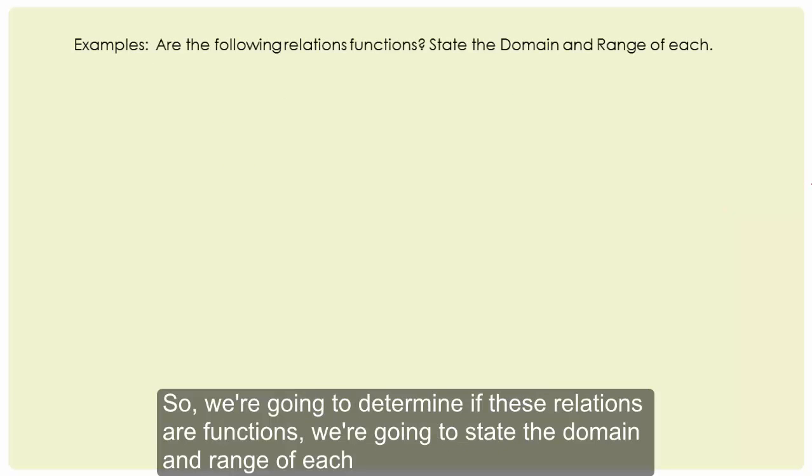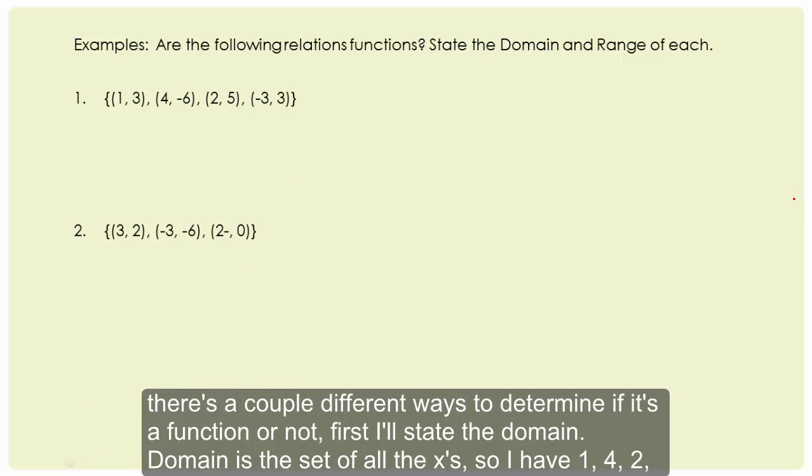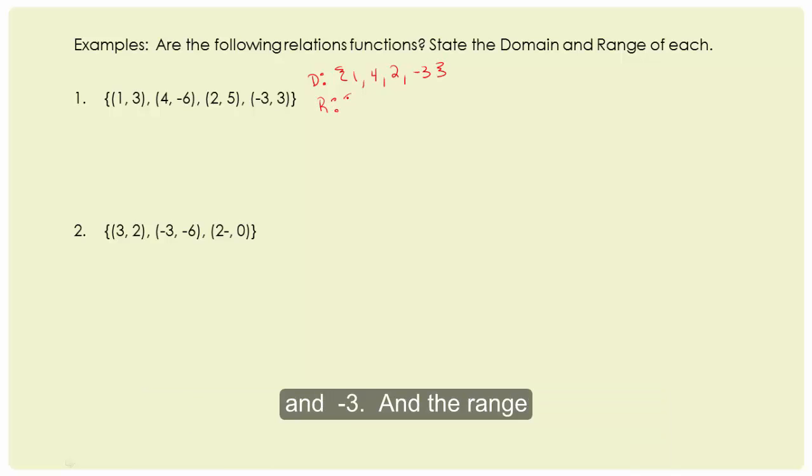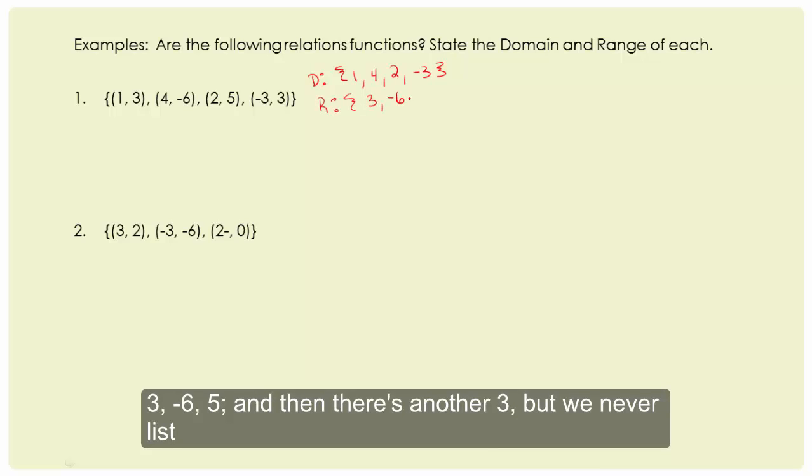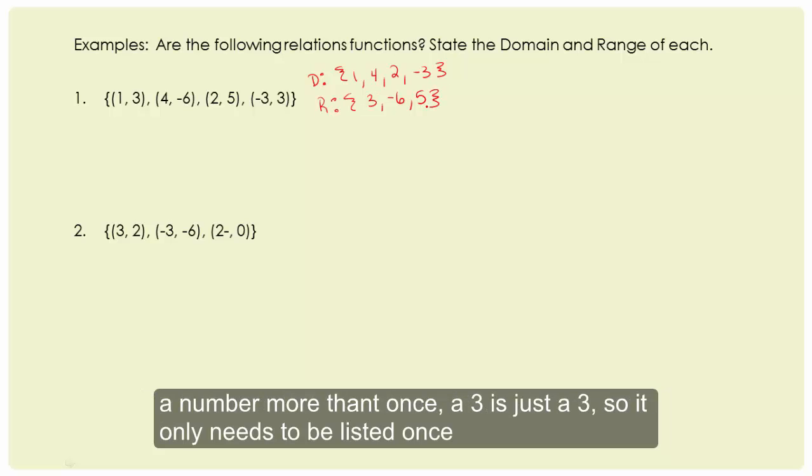Okay, so we're going to determine if these relations are functions. We're going to state the domain and range of each. There's a couple different ways to determine if it's a function or not. First, I'll state the domain. Domain is the set of all of the x's, so I have 1, 4, 2, and -3. And the range, 3, -6, 5, and then there's another 3, but we never list a number more than once. A 3 is just a 3, so it only needs to be listed once.